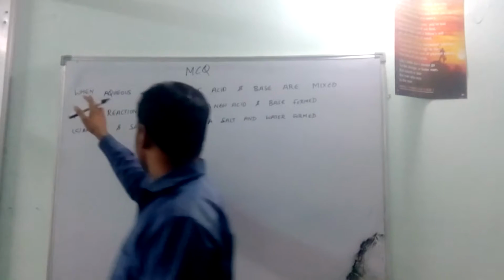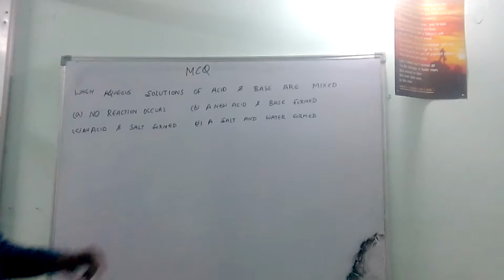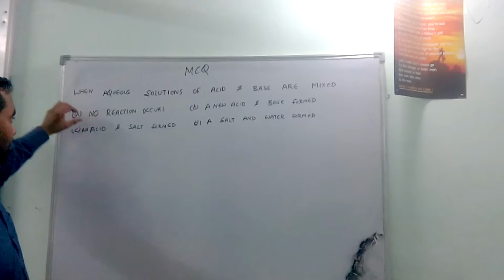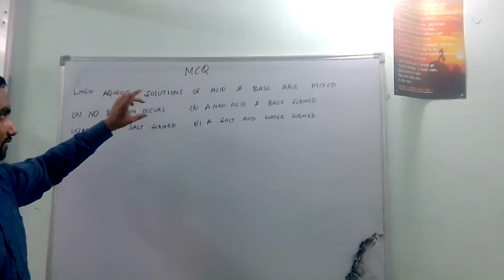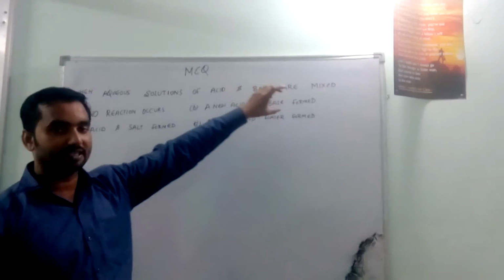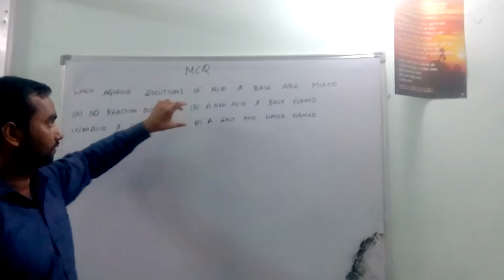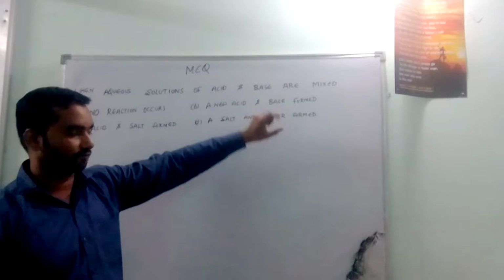Today we are moving to our next multiple choice question from acid, base and salt. The question is, when aqueous solution of acid and base are mixed, what will happen? The options are: no reaction occurs; a new acid and base form; an acid and salt form; and fourth, a salt and water form.